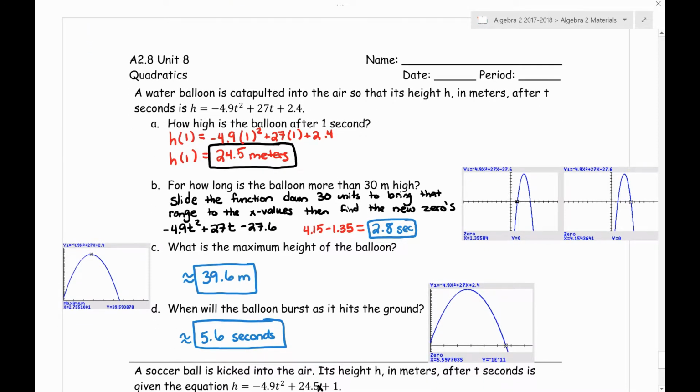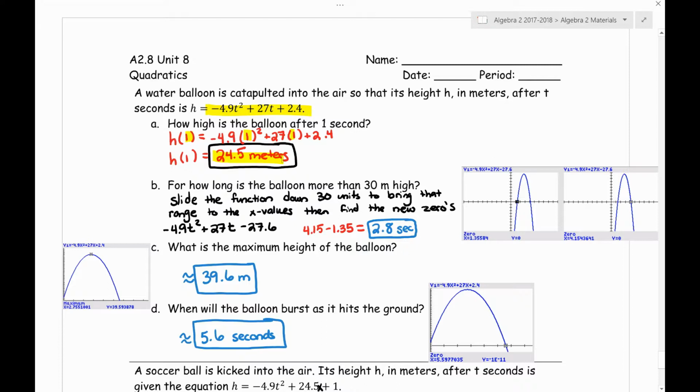From this point, I use a lot of the graphing calculator to help me to understand the information. So here I have a water balloon being thrown into the air with height h in meters after t seconds. So they give me the quadratic. How high is the balloon after 1 second? Well, if t is seconds, you substitute 1 for the t, and you get about 24.5 meters.